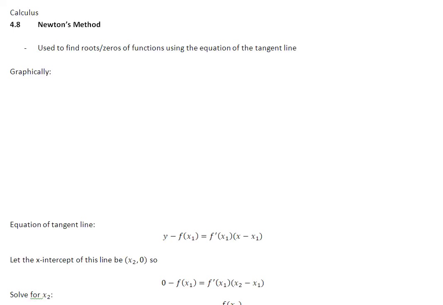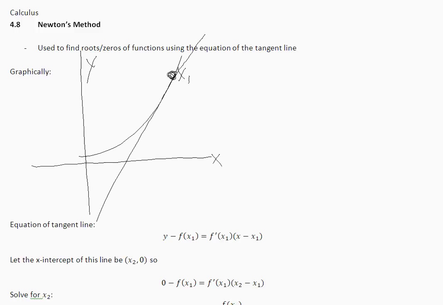All right, so section 4.8 is Newton's method. Newton's method is used to find zeros, which are just, we should know, x-intercepts of a function, using the equation of a tangent line. Where else have we used the equation of a tangent line? Hopefully you remember linearization. If we want to approximate a y value of a function, we use the equation of the tangent line.